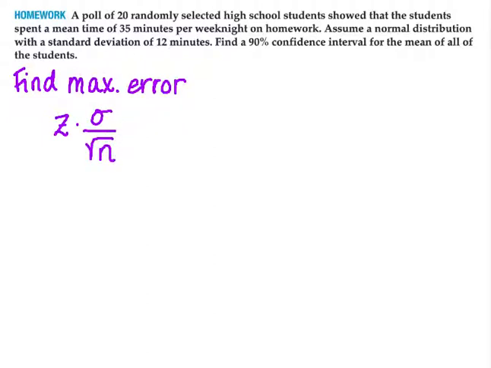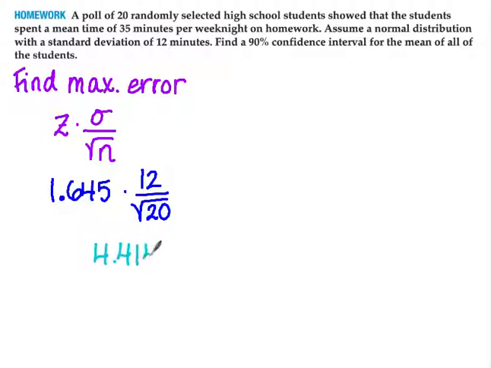So how we do that is I take z times the standard deviation divided by root n. What's our z value here? 1.645. For those of you wondering where that came from, that correlates to the 90% confidence interval on that table. Okay? Standard deviation is 12 divided by square root of 20. So I need you to go ahead and calculate that for me and tell me what you get. 4.414, very good.